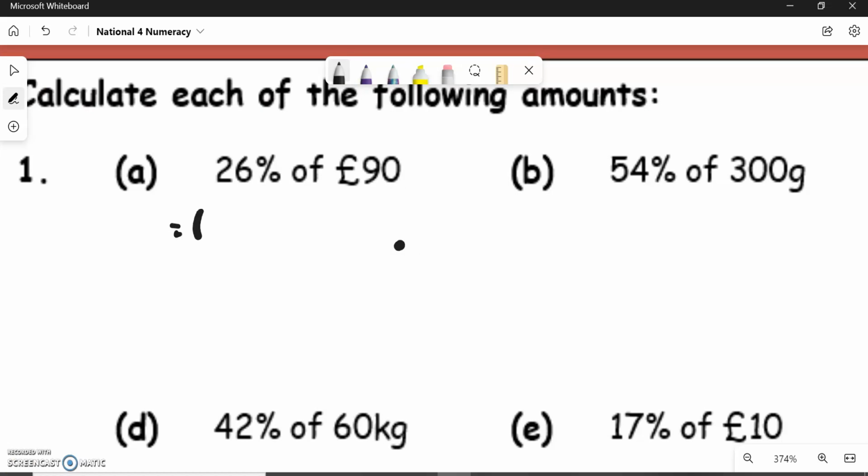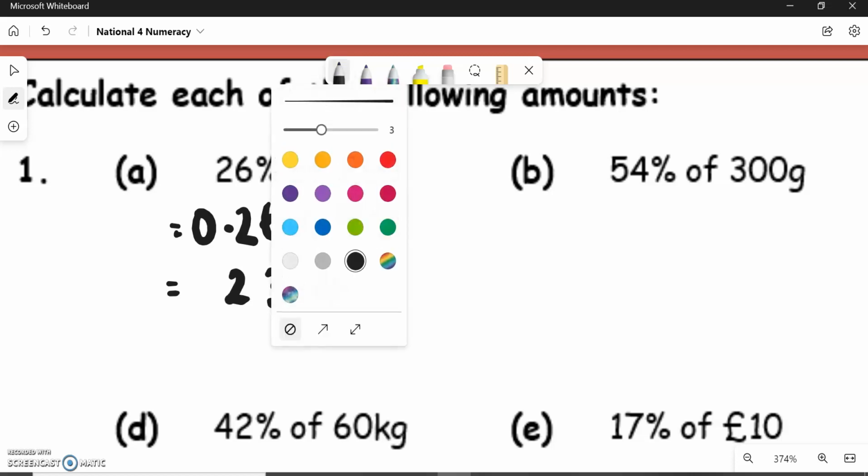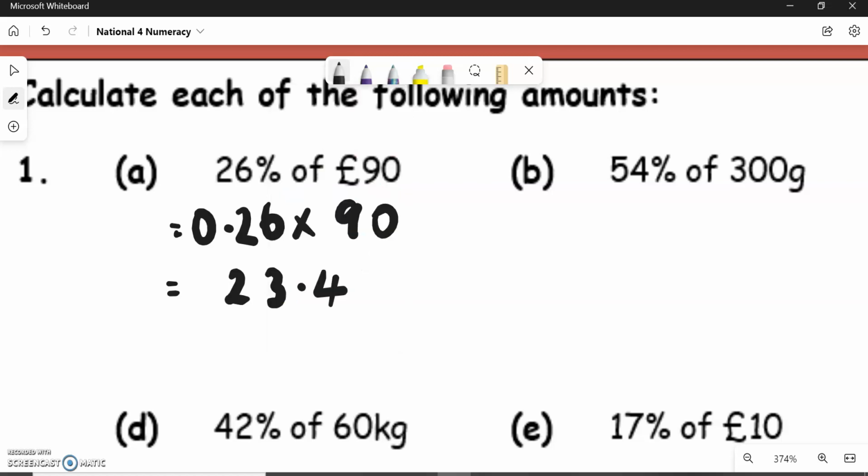So I'm going to change that to a decimal: 0.26 multiplied by 90. I'm going to type that into my calculator. 0.26 multiplied by 90, and that's going to be 23.4. 23.4 is incorrect because we're talking about money. So money needs the pound symbol and it needs 2 decimal places. So you can see that I've added in that 0 there. That's £23 and 40 pence.